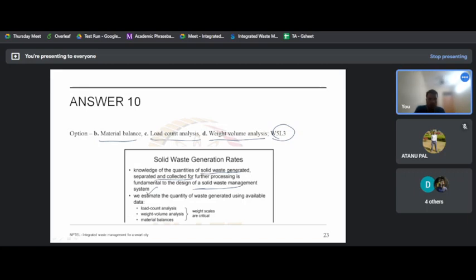Before designing, we need to estimate the quantity of how much waste is being generated. That is how we use these three methods: material balance or mass balance, weight volume analysis, and load count analysis. Moving on to the next question, question 11.